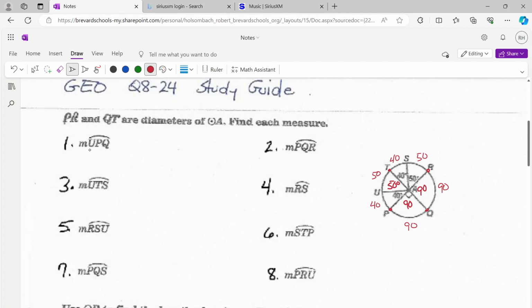So number one, they ask for the measure of UPQ. Starting at U, going through P to Q. All right, that's 40 plus 90, which is 130. PQR, starting at P, going through Q, ending up at R. Well, if PR is a diameter, then that's 180.